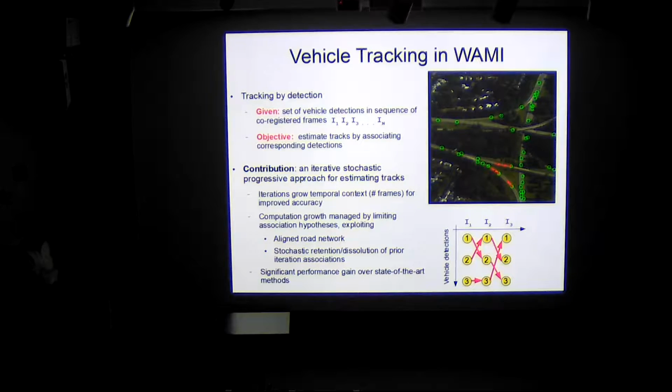The contribution of our work in this area is an iterative stochastic progressive approach for estimating tracks, where the iterations grow the temporal context, which is the number of frames, for improved accuracy. It manages the computation by limiting the number of association hypotheses, exploiting both the aligned road network and stochastically retaining some part of the associations already found. This allows us to get significant performance improvements over the state-of-the-art methods.